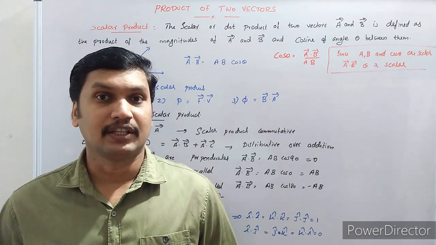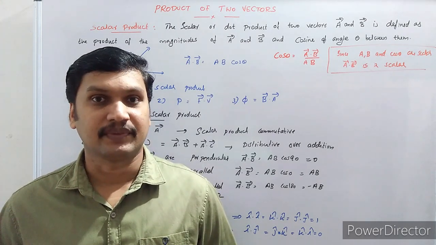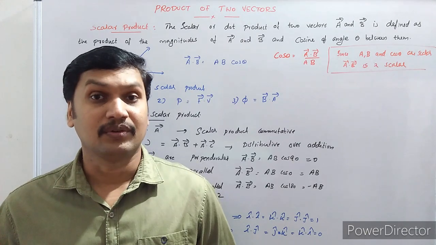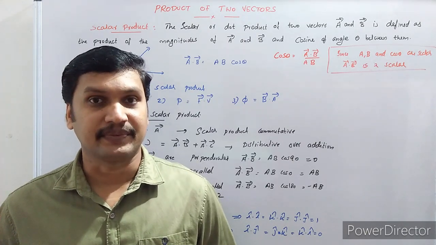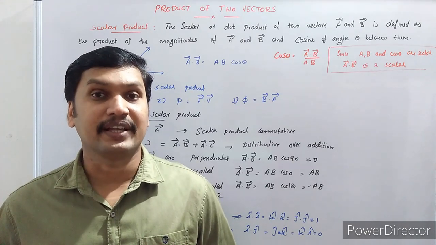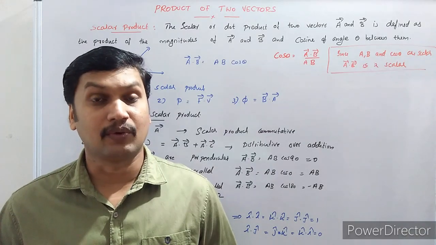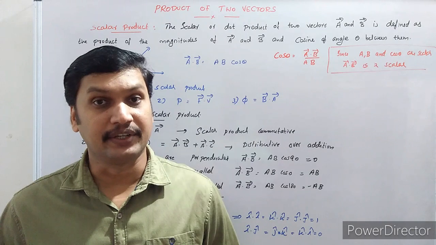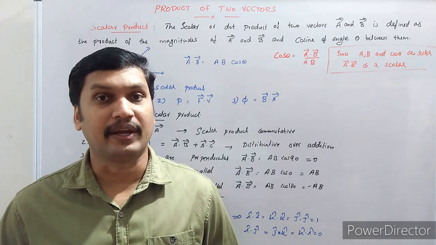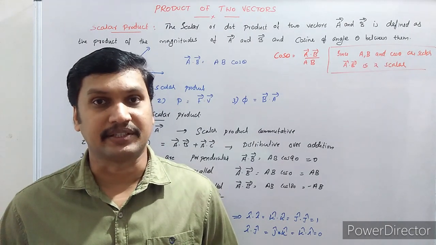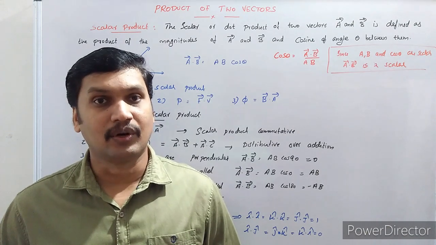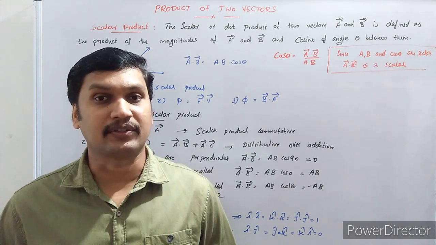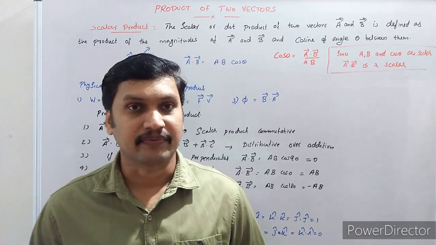Today we discuss the product of two vectors. There are two ways to multiply two vectors. One way produces a scalar quantity, and we call it the scalar product. Another way produces a new vector, which is known as the vector product of two vectors. Let us discuss what we mean by the scalar product of two vectors.